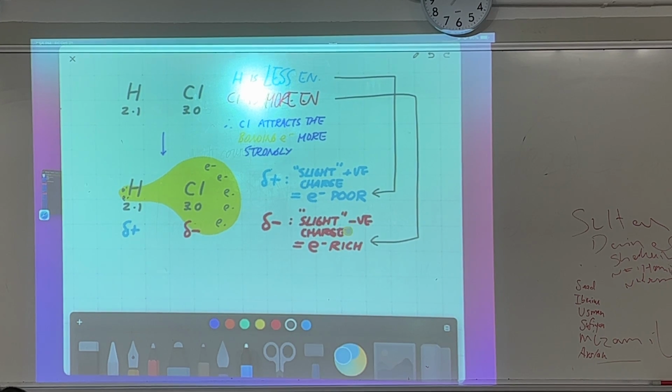So do you see the meaning? Electron poor, electron rich, and how it relates to the electronegativity of the atom. Whenever two atoms with different electronegativity form bonds, the less electronegative atom will become delta positive. The more electronegative atom will become delta negative. Is this part clear first?